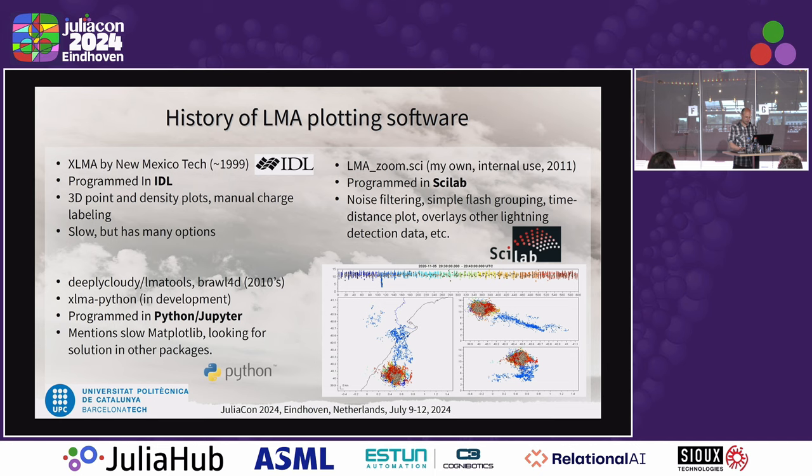So you see a typical map at the bottom left. The top figure is time versus altitude, where the individual lines are individual flashes. And then you have some side views. There's also another effort going on for Python. But I did notice that on their GitHub page, they noted that matplotlib, for example, is very slow, and they want to look for a faster solution.